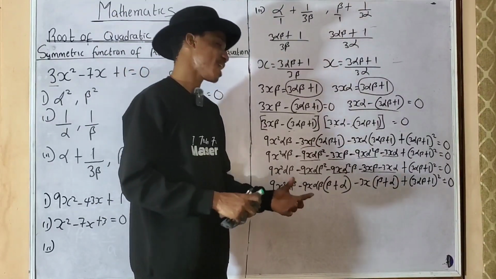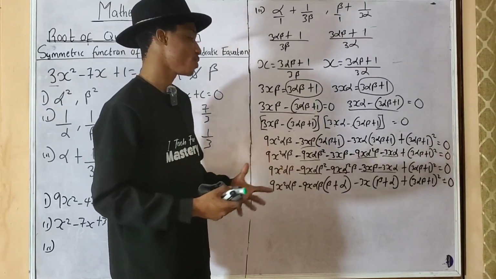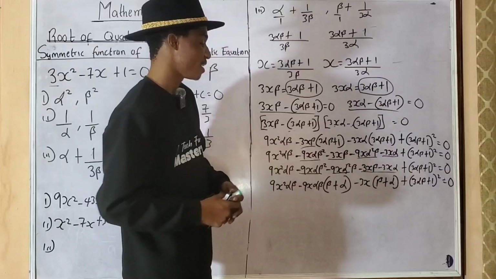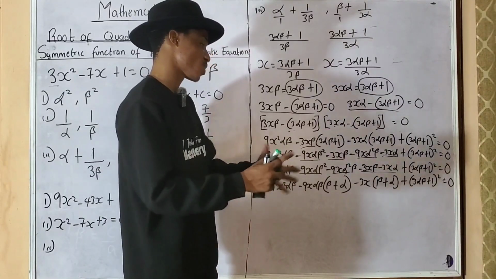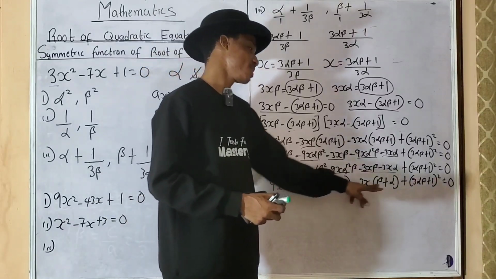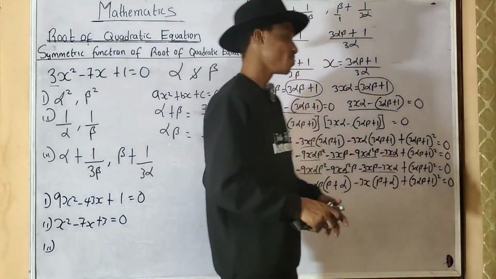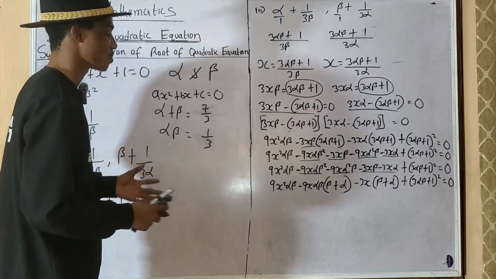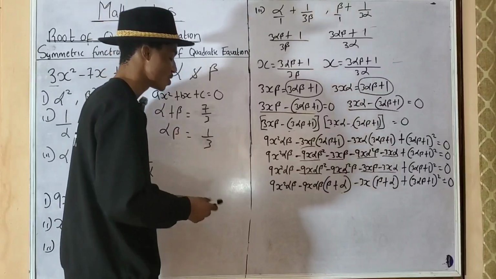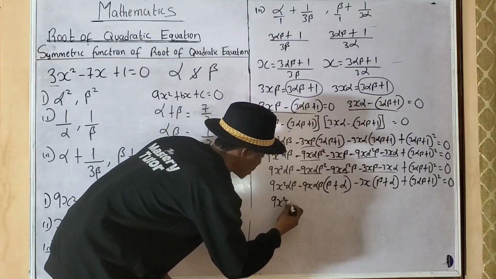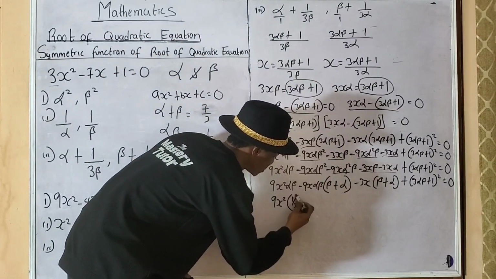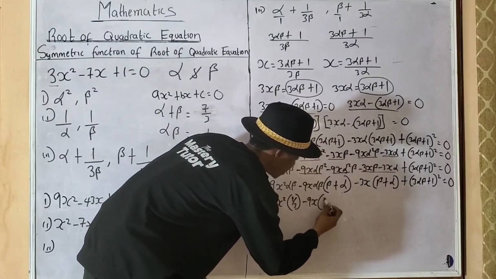Now, you can see that we have arrived at the junction. Here we have all our expression as sum and the product. At the left hand side, we have all the expression of alpha and beta as the sum and the product. As you can see, this is product, this is product, this is sum, this is sum, this is product. So we can now go back to this and substitute the sum and the product of the roots. The sum is 7/3 and the product is 1/3. So here I'm going to have 9x² multiplied by product, alpha times beta is 1/3, 1/3 minus 9x multiplied by 1/3.